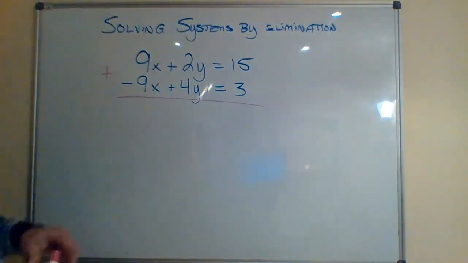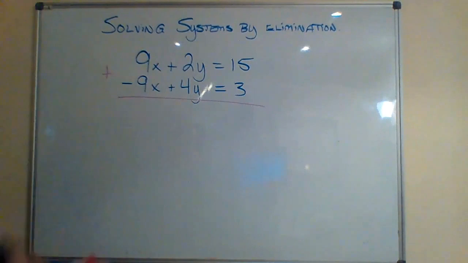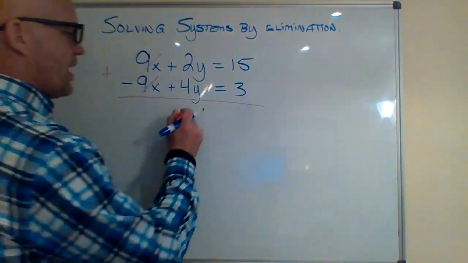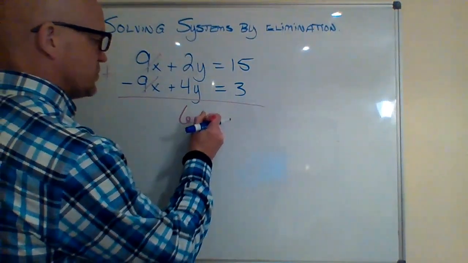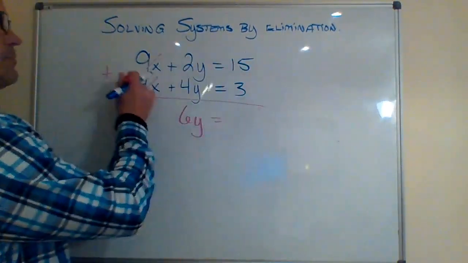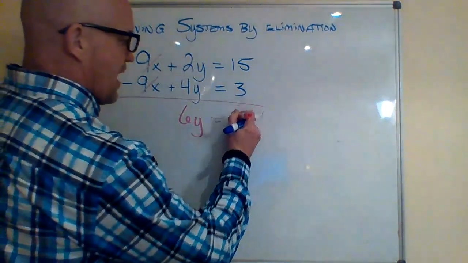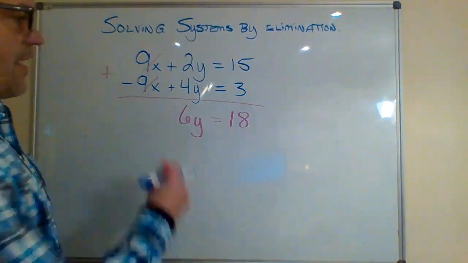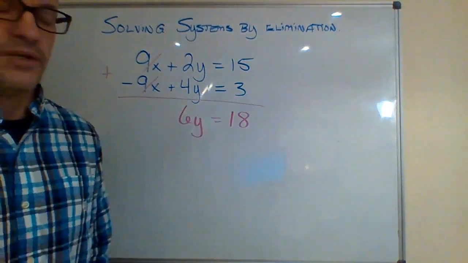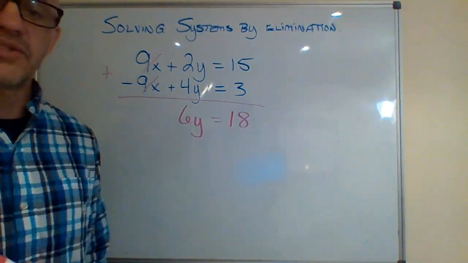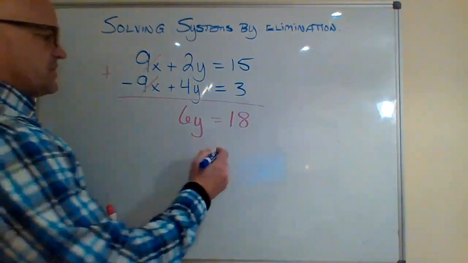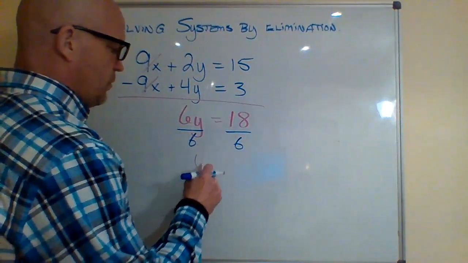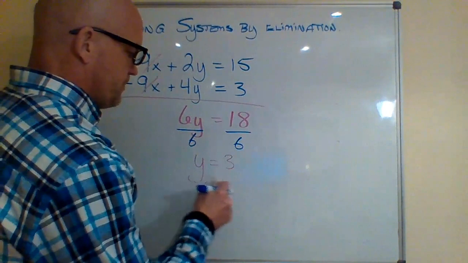When I do that, my 9x plus my negative 9x, they're going to eliminate. My 2y plus my 4y is going to give me 6y. My 15 plus my 3 is going to give me 18. So by adding those together, we eliminated the x, and we now have a very simple equation with just a y in it. It's solvable for y. So to solve this for y, we divide by 6. We wind up with y equals 3.